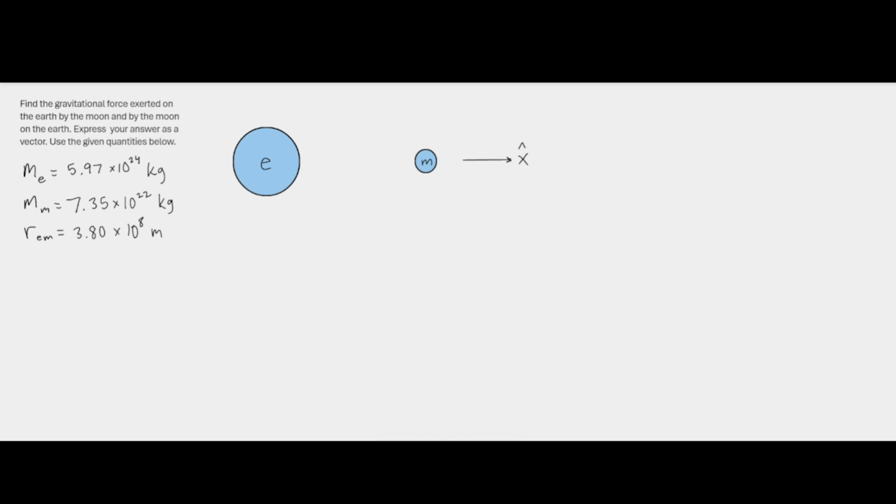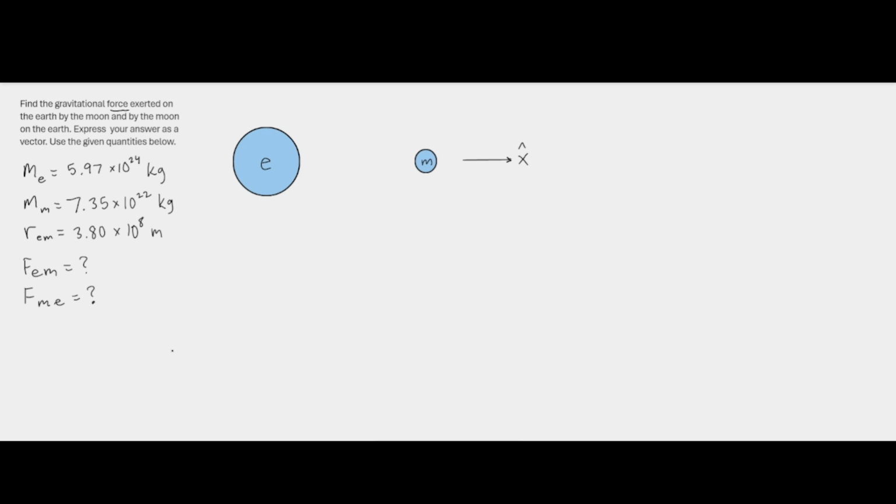We're asked to find the force exerted by each of these bodies on one another. So we're going to have a force of the Earth on the moon that we need to find, and we're also looking to find the force of the moon on the Earth. With what we're given, we can use Newton's law of universal gravitation to find these forces. We have two masses and we have the distance between them.